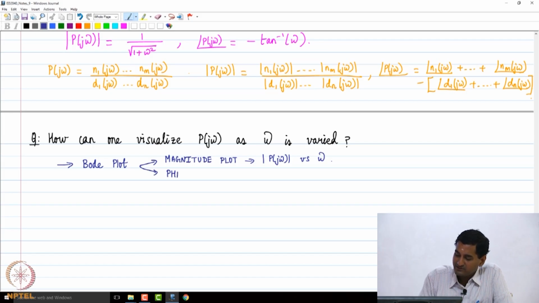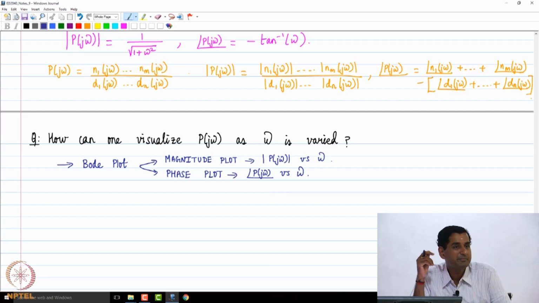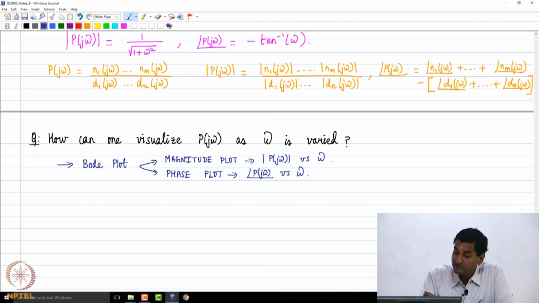We will use a logarithmic scale and a logarithmic measure, and we have what is called a phase plot, where the phase of P of j omega is plotted against omega. So that is the first visualization. Of course, as I told you, we are going to use logarithmic measures and logarithmic scales, so we will discuss more about that tomorrow. A Bode plot is very commonly used.